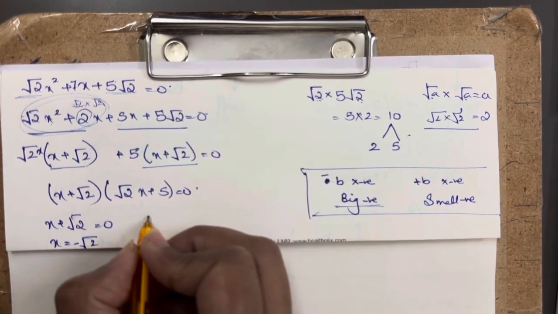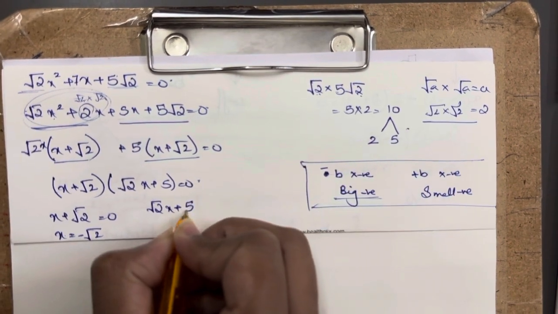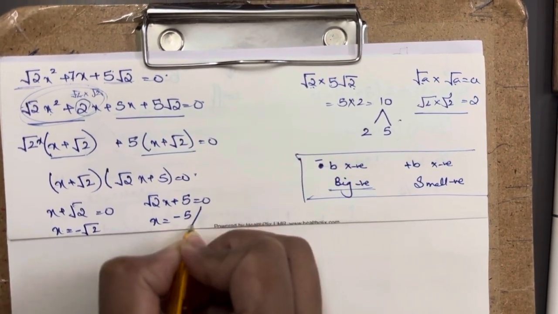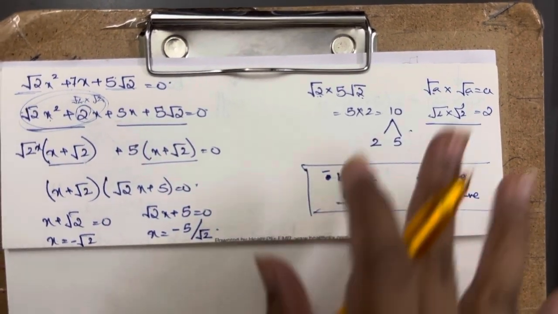And when I do this, it becomes root 2x plus 5 is equal to 0. X is equal to negative 5 upon root 2 you will get. That's how you simplify such type of questions.